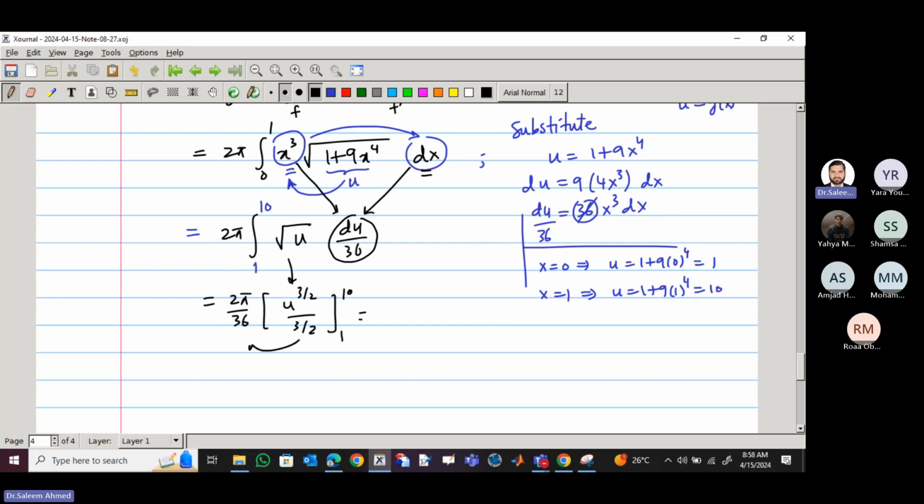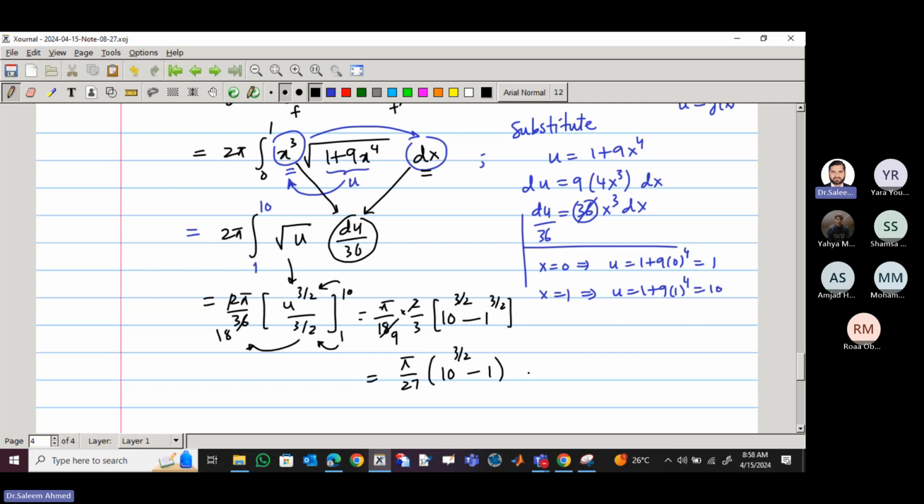So again, 3 by 2 can also be taken outside. 2 pi by 36. 2 pi by 36 is pi by 18, right? And then I can write 2 by 3 outside. And when you replace 10, first 10 to the power 3 by 2, then minus 1. So that will become 1 to the power 3 by 2. So the answer will become, 2 9s are 18, 9 3s are 27, so pi by 27, 10 to the power 3 by 2 minus 1.